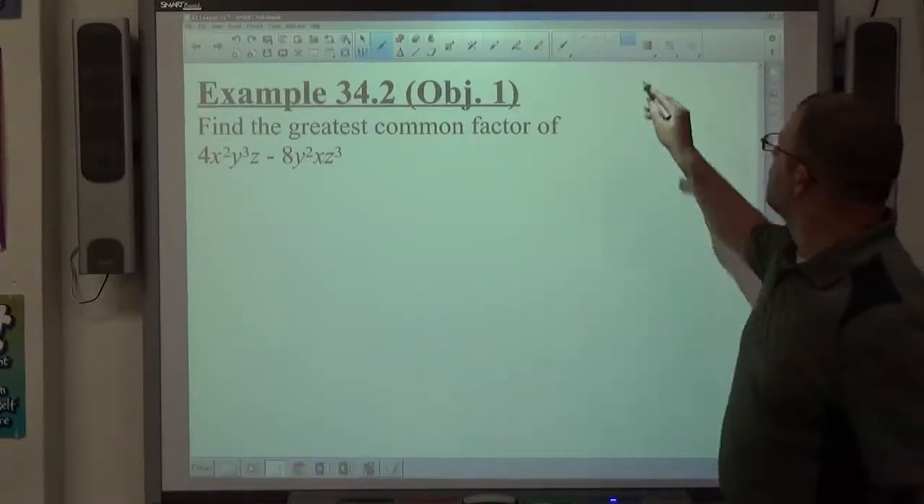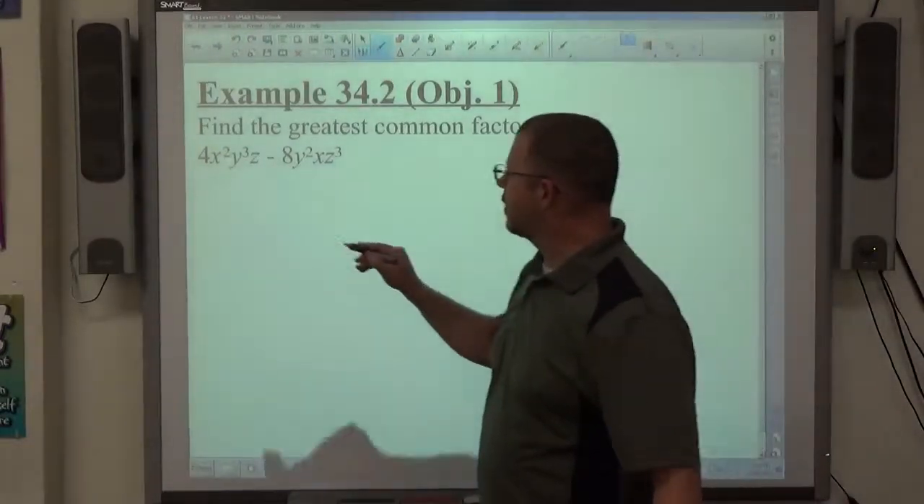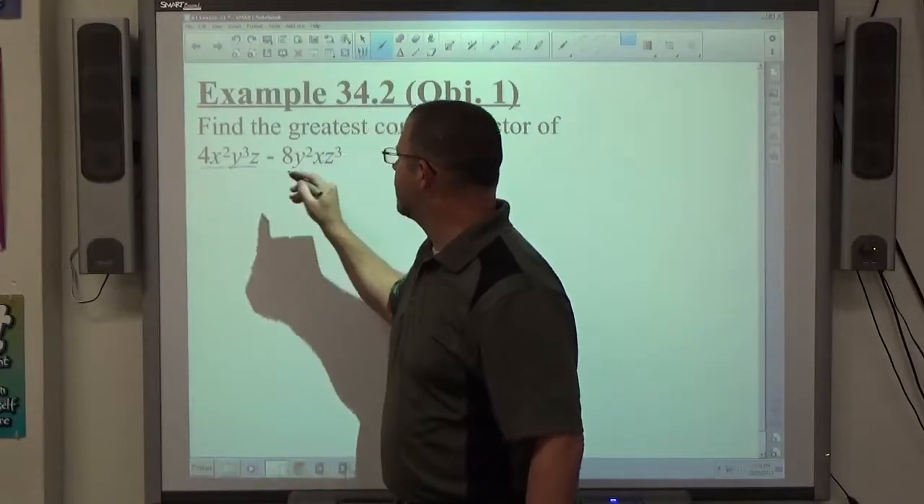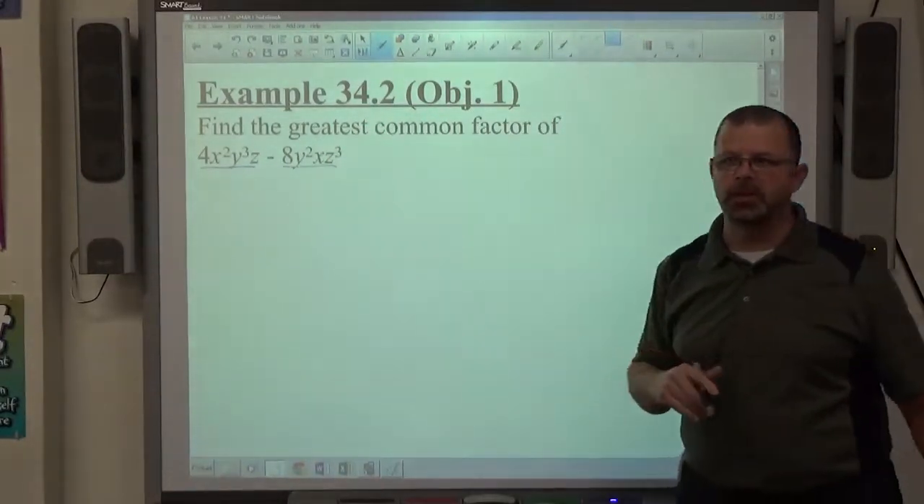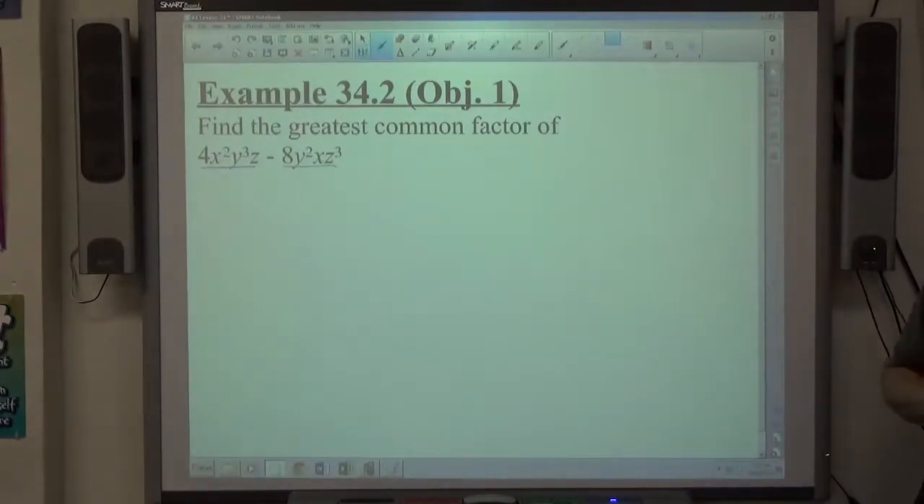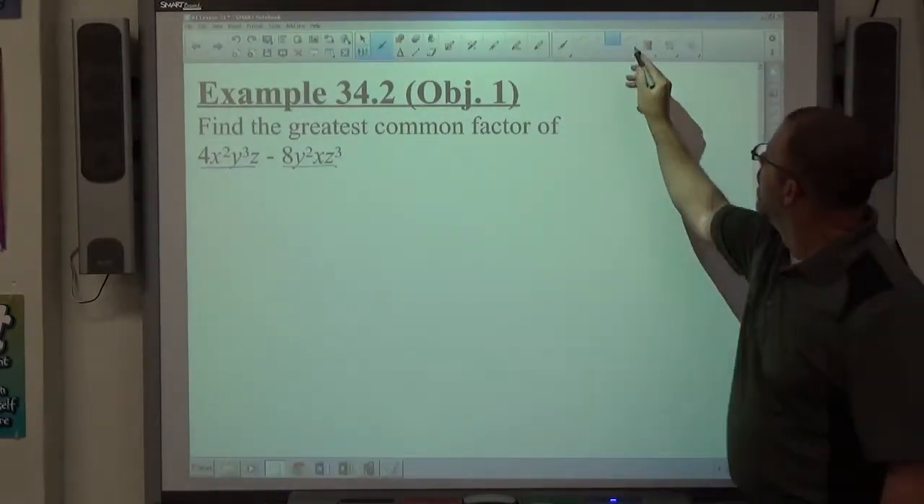Okay, example 2, same directions, find the greatest common factor. First thing we do is find term 1 and term 2. There is no term 3. Pluses and minuses separate terms. There's only one minus sign, so there's two terms.